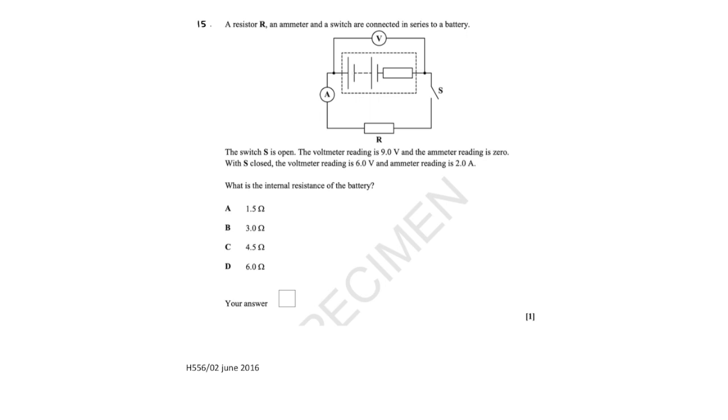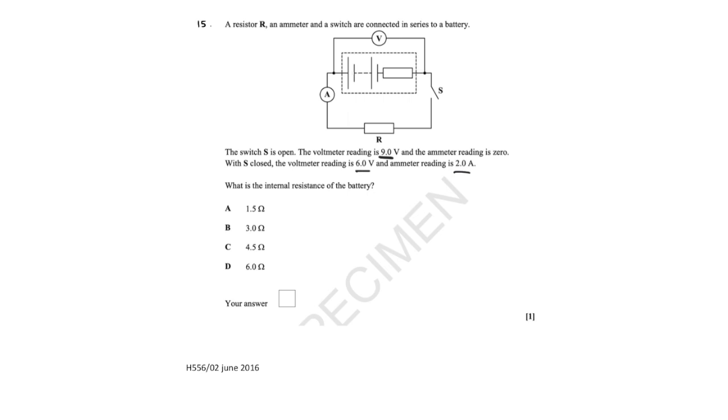For question number 15, it says we have a resistor R, an ammeter and a switch connected in series to a battery. When the switch S is open, the voltmeter reading is 9 volts. That's the EMF, therefore. The ammeter reading is 0, of course, because the switch is open. When it's closed, the voltmeter reading is 6 volts and the ammeter reading is 2 amps. Basically, it's asking us what the internal resistance is.